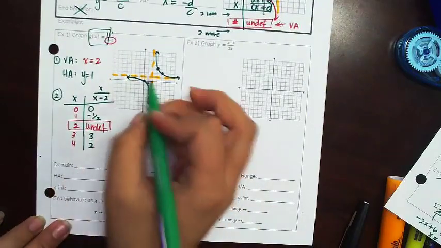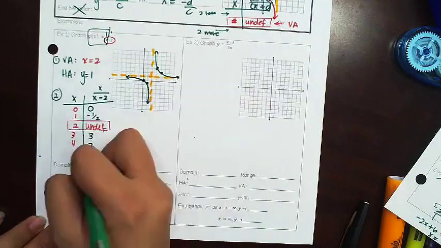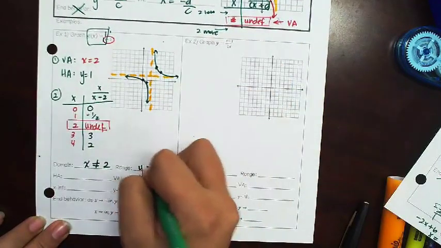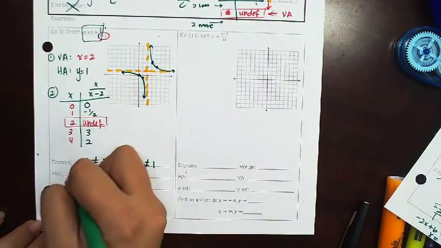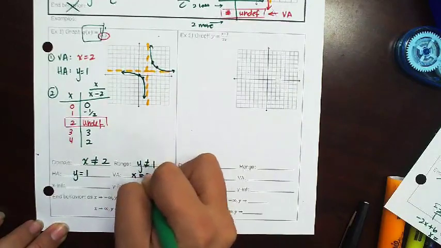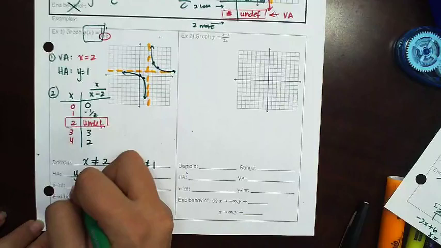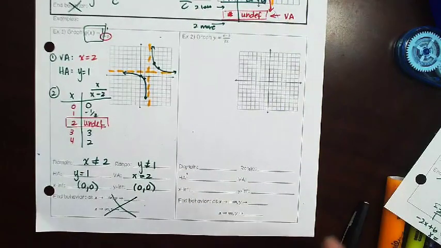Our domain goes forever to the left, forever to the right, but it doesn't hit that asymptote, so x cannot equal 2. It goes forever down, forever up, but it doesn't cross that line of y equals 1. The horizontal asymptote is a horizontal line. The vertical asymptote is a vertical line. The x-intercept, I see it right there. It happens to be 0, 0, which is also the y-intercept. And for now, we're going to ignore the end behavior. Okay?